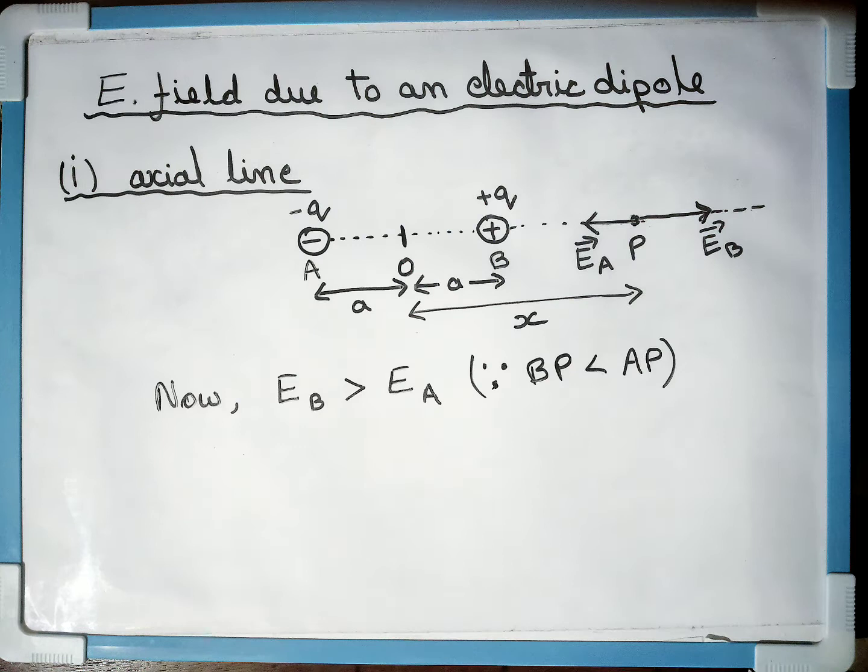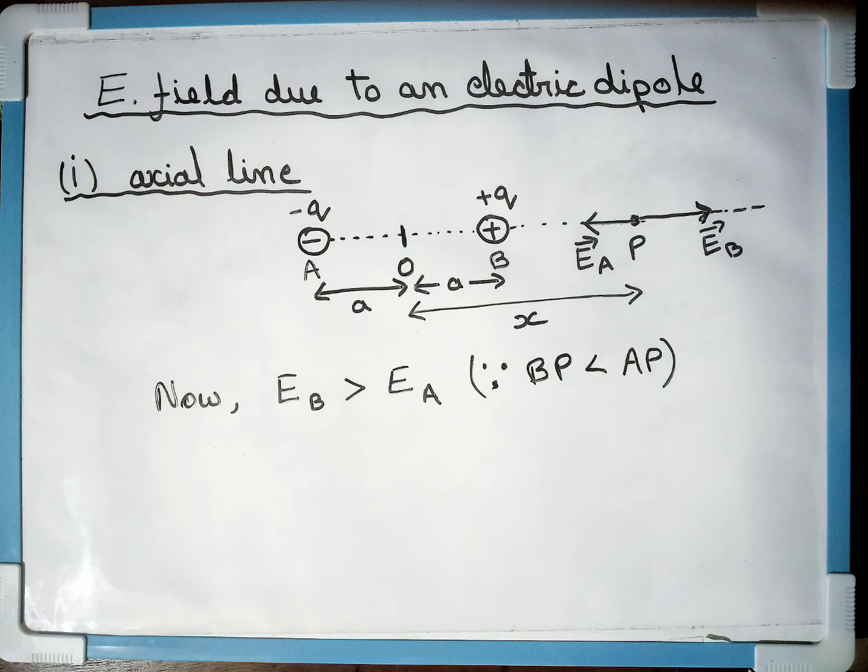Now the strength of the electric field due to the point charge at B will be greater than the strength of the electric field due to the point charge placed at A. This is because the distance BP is much less than the distance AP. Hence EB will be greater than EA.